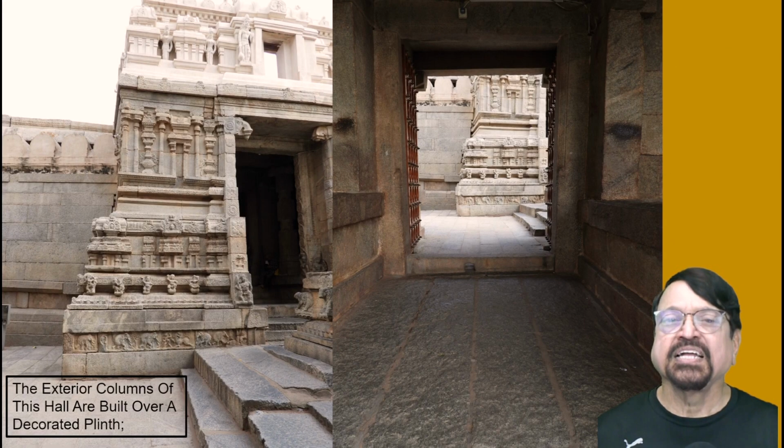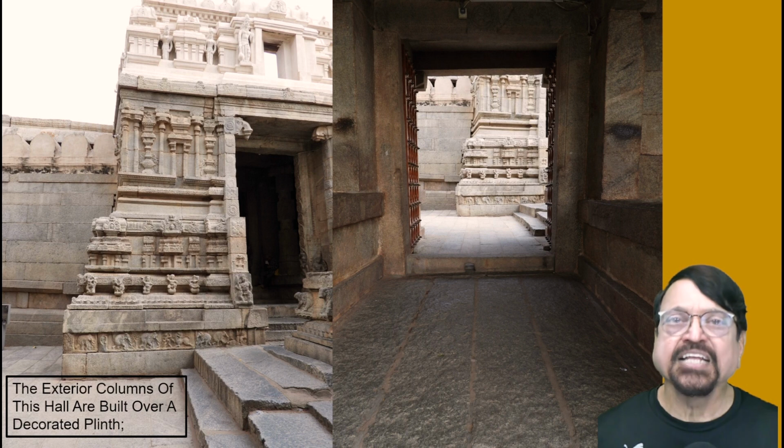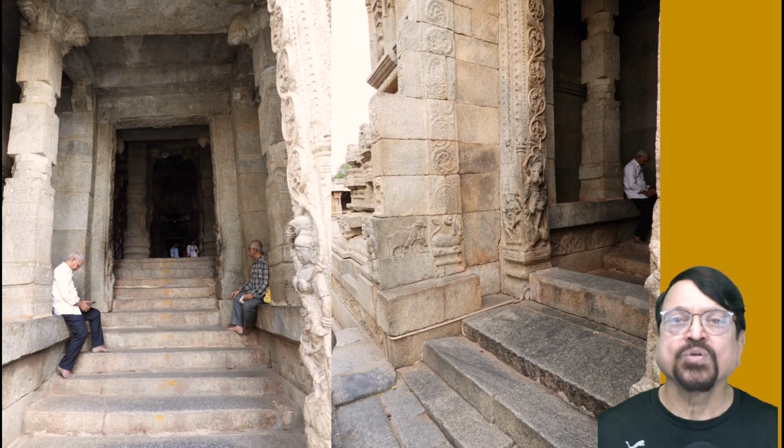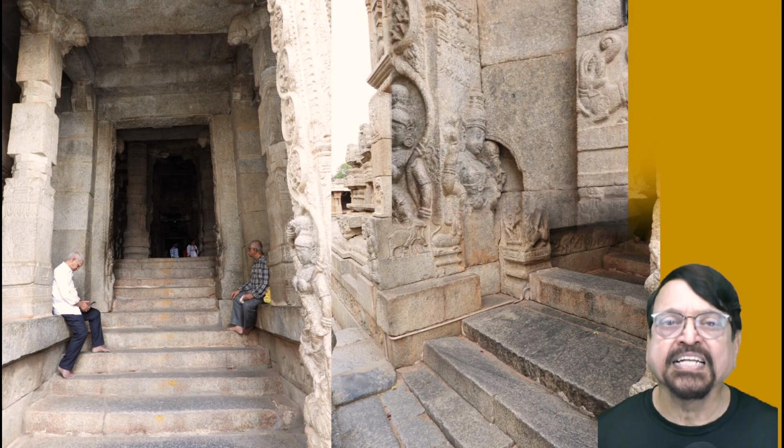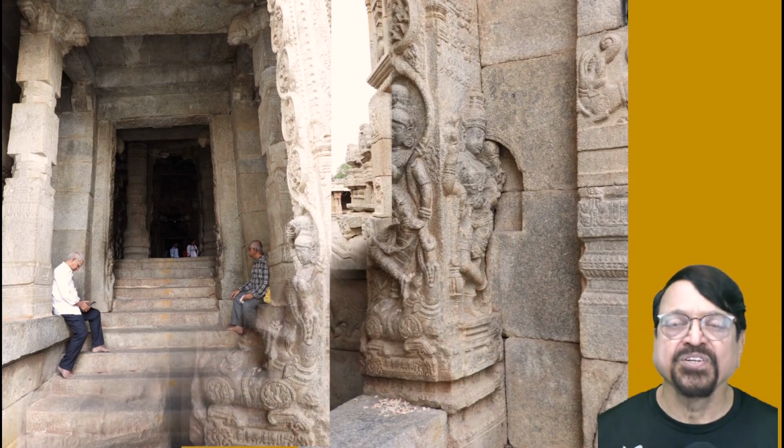Now let's concentrate on certain things of the exterior and more of the interior. Now the exterior columns of this hall are built over a decorated plinth. This is called Jagati. See, it is on a raised platform. It is not on the ground. This is again in the temple, by Vijayanagar art.